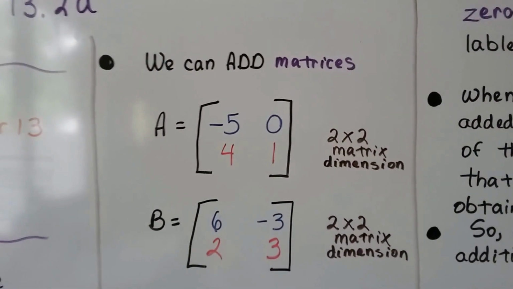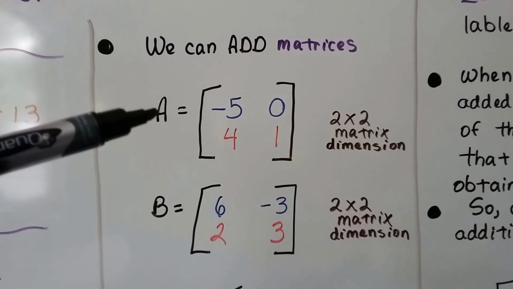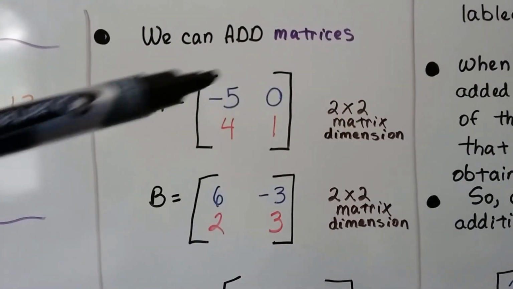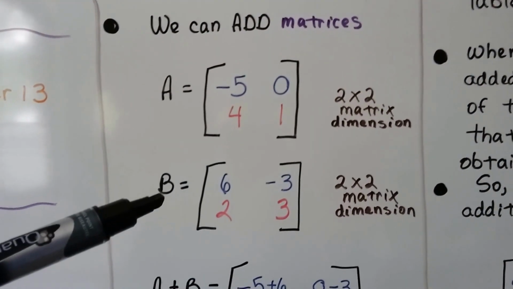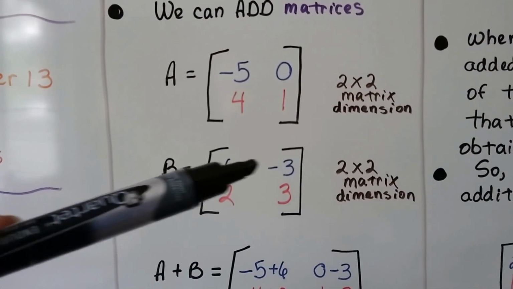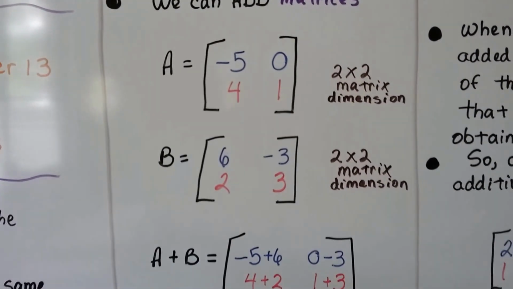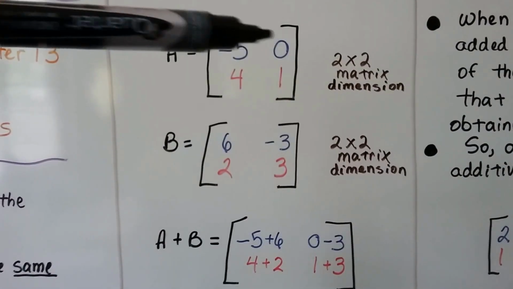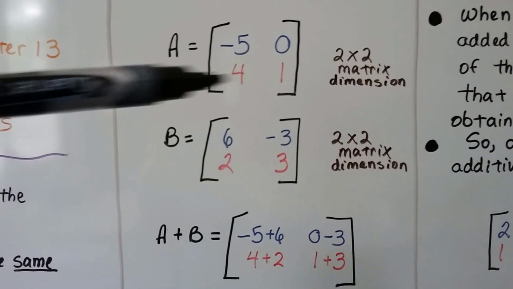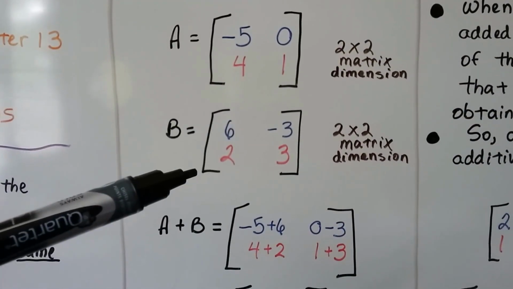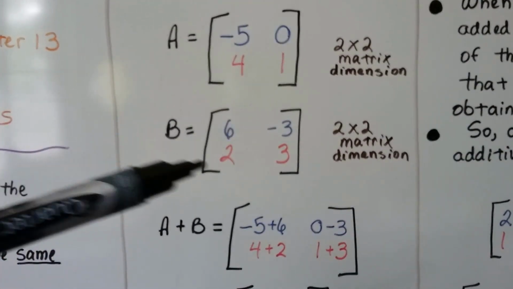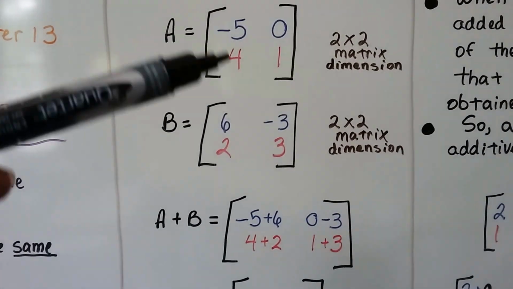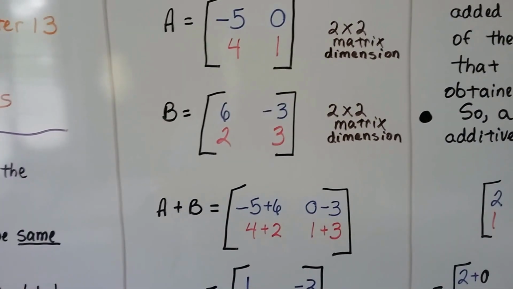It's actually very simple. If we've got A and its values are -5, 0, 4, and 1, and we have B and its values are 6, -3, 2, and 3, this is a 2 by 2 matrix. It's got 2 rows and 2 columns, so it's 2 by 2. This is also a 2 by 2. It's got 2 rows and 2 columns. Those are its dimensions. Because they're both 2 by 2, we can add them.